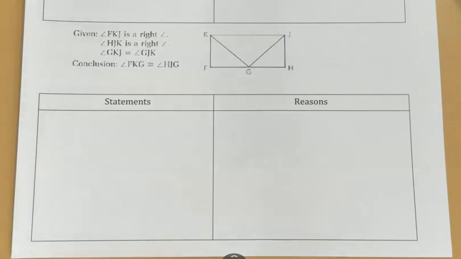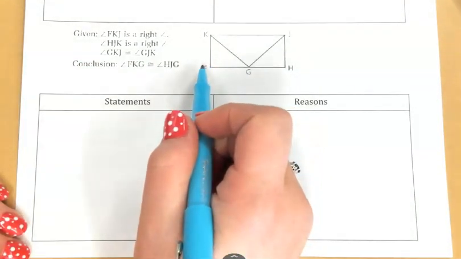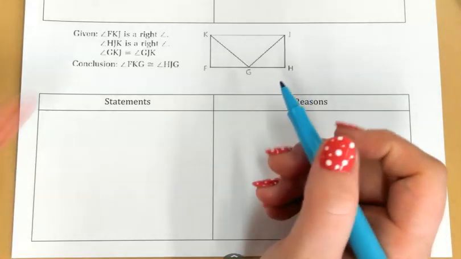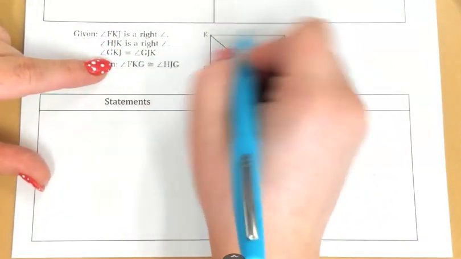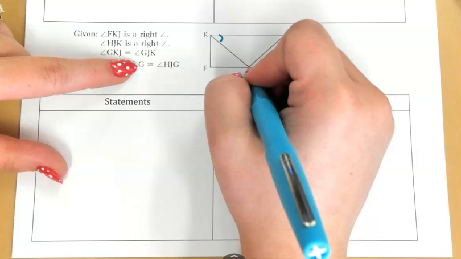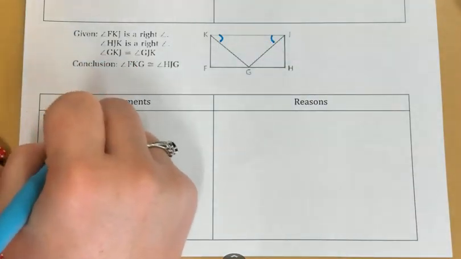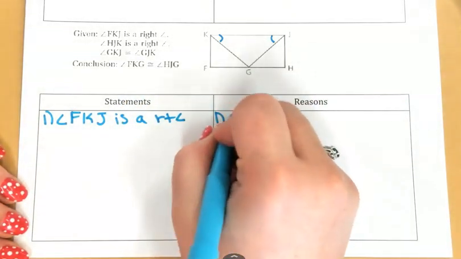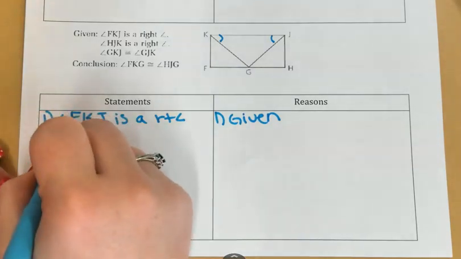Right, as promised, we are back to finish up that final proof in section 2.4. So I am given that angle FKJ is a right angle, angle HJK is a right angle, and these two angles are congruent, angle GKJ and angle GJK. So I am going to list my three pieces of given information.